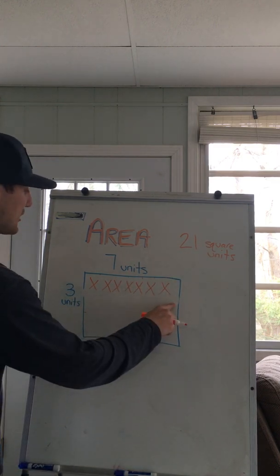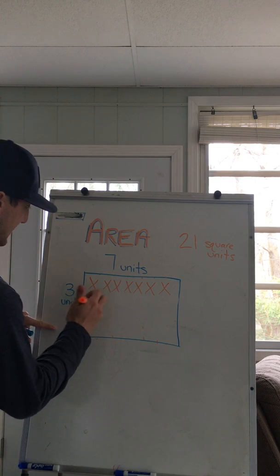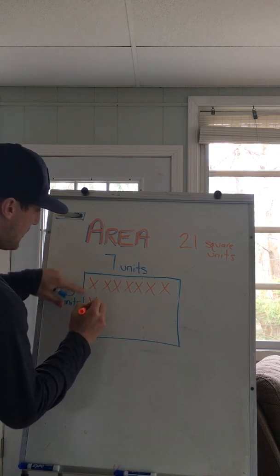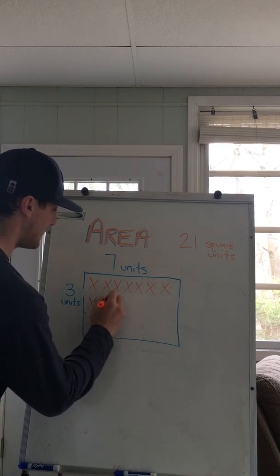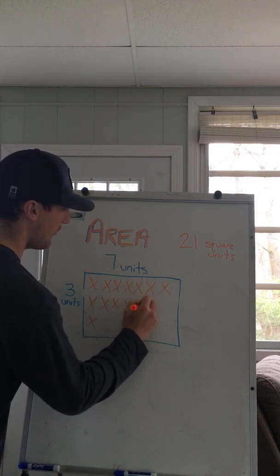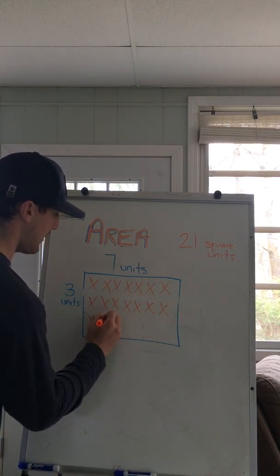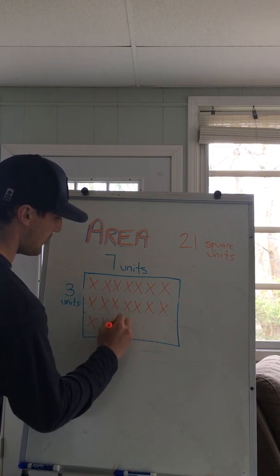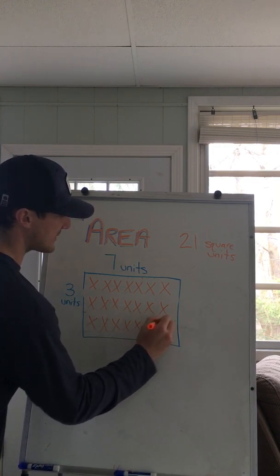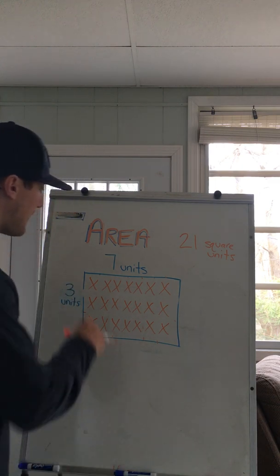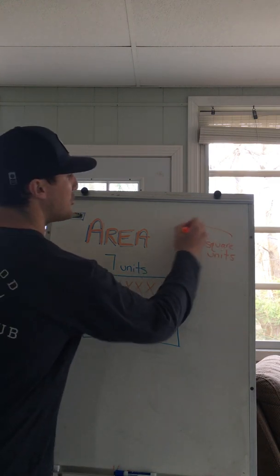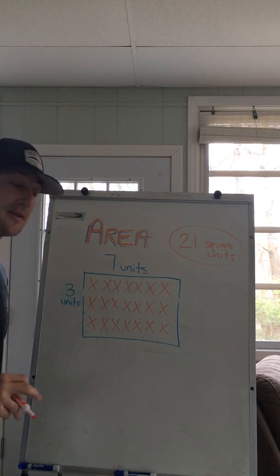So now I have 7 units across the top, and I know that that repeats 3 times down the side, so I already have 1, 2, 3, and then just like before, I'm going to fill in the rest. And again, I could go through and just count them. If I were to count all the x's, again, I would get 21 square units as my answer.